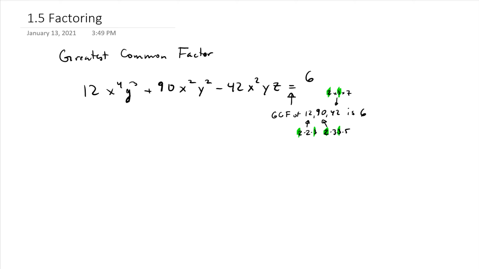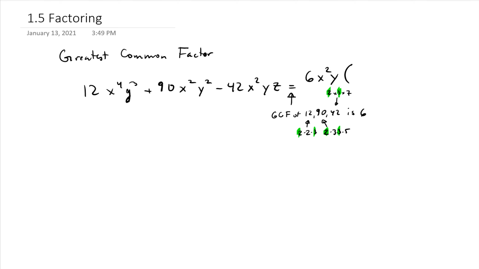Okay, so it's going to be 6 times... and then we look at, and this is easier, the powers of x. I've got x to the 4 in the first term, x squared. So there's definitely an x squared that fits into them. And for y, it's y cubed, y squared, y. I can fit a y into them. And the z is not common to all of them. So for the powers, essentially you pull out the lowest power of a number or a variable that's common to all terms.